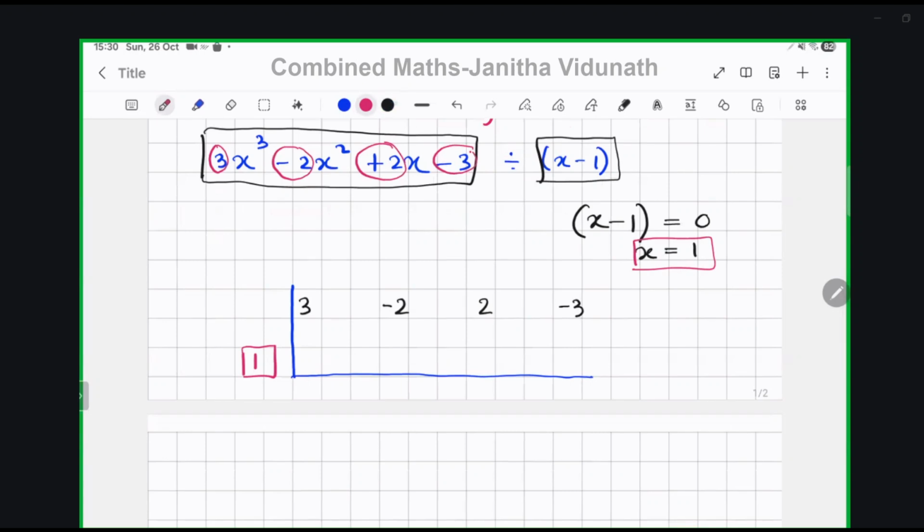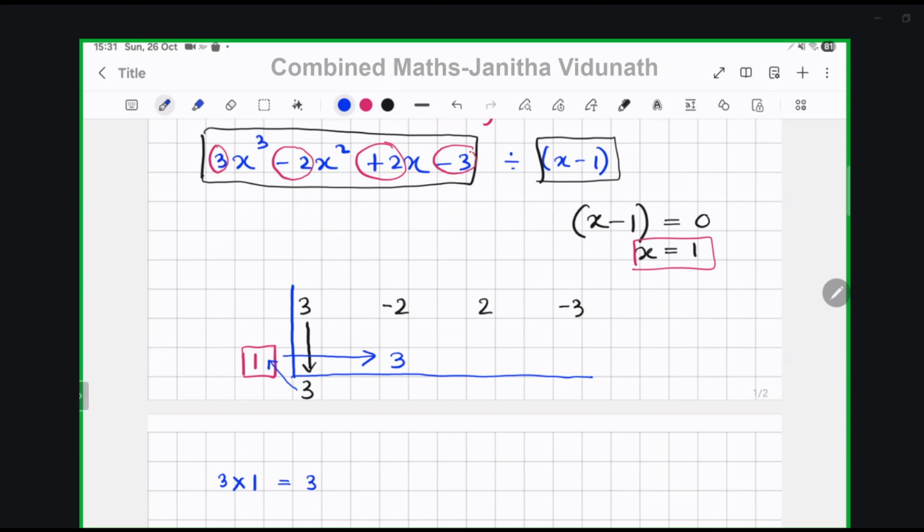Okay. Now we are going to start our synthetic division. The first thing we need to do is bring down the first coefficient. Our first coefficient is 3. Simply we bring down the first coefficient. Then we multiply that with the number inside the box. That means 3 needs to be multiplied with 1. Then our value is 3 times 1 is 3. Then we need to pass this value to the next column, that is the column with the next coefficient.